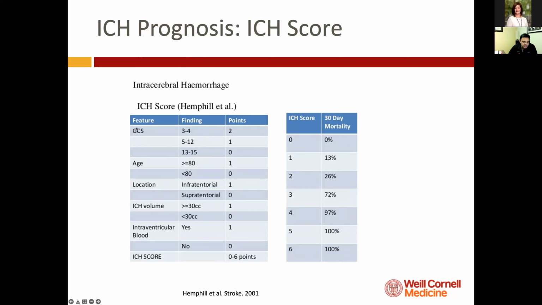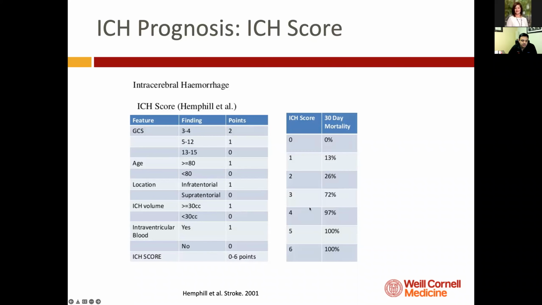So GCS, with lower GCS being awarded more points, and age over 80 being awarded some points. If the location is infratentorial, that's pons, brainstem, cerebellum, then that's considered bad. Larger the bleed, more the points. And if there is presence of blood within the ventricles, that also gets some points. So the score ranges from 0 to 6.